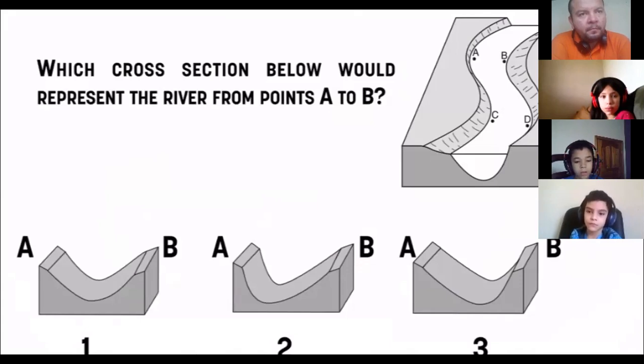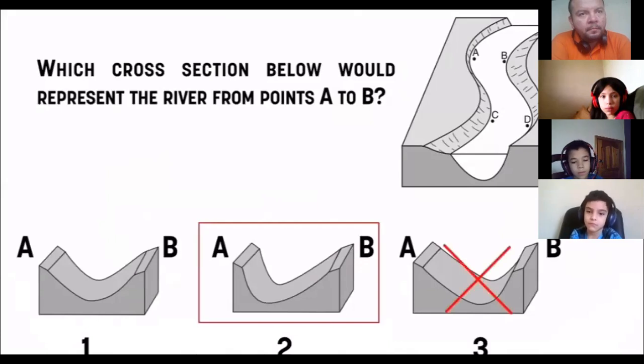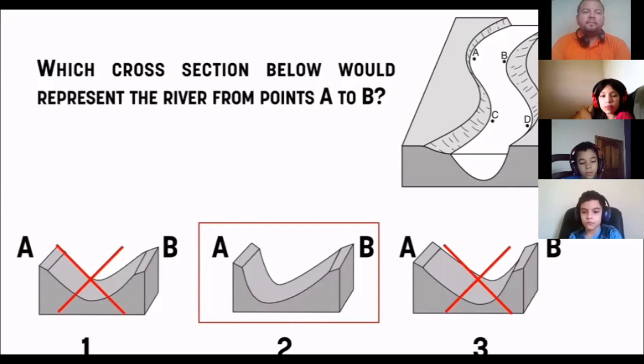So if you chose choice 2, you'd be correct. The reason choice 2 is the best choice is because there's more erosion going on at A, so that's a much steeper part of the channel, and there's more deposition going on closer to B, so you have a much more gradual rise of deposited material.